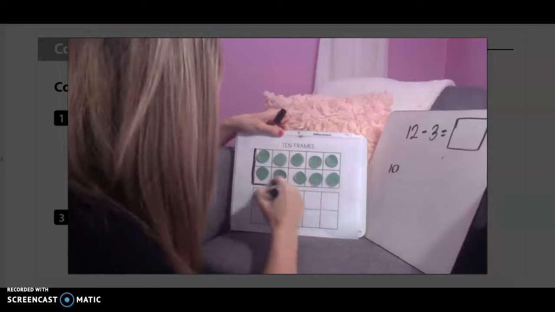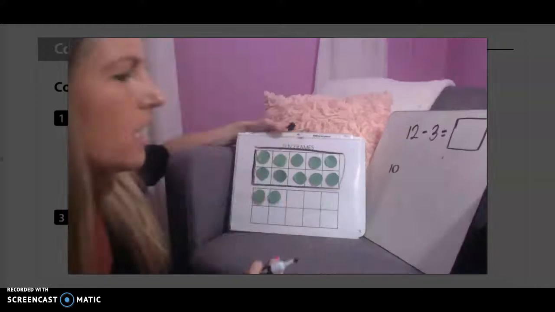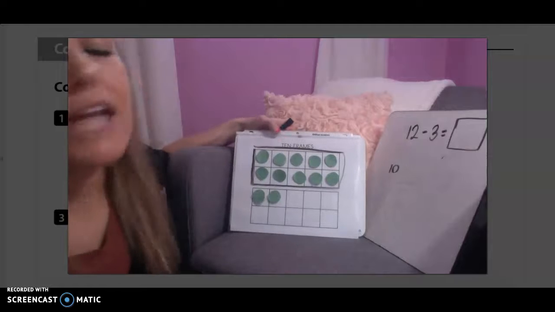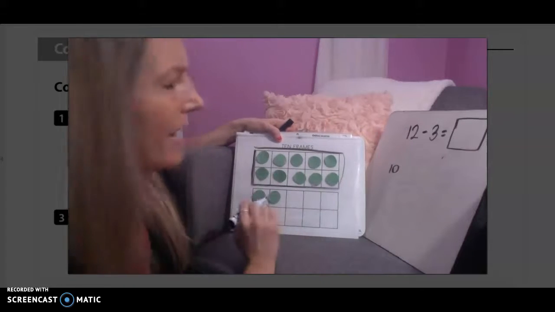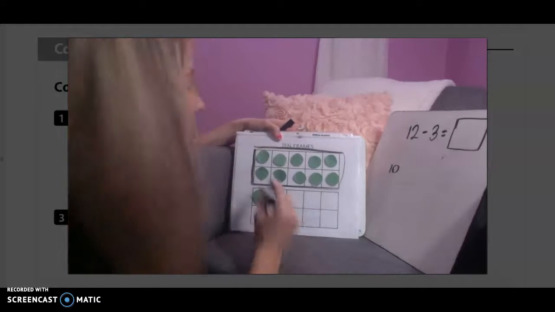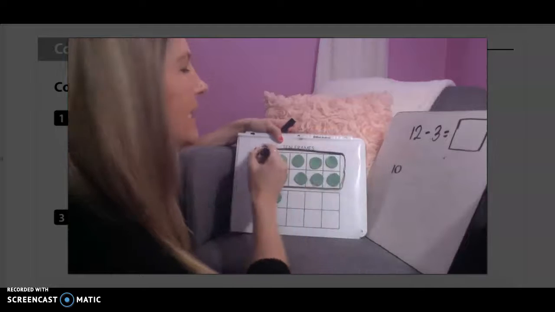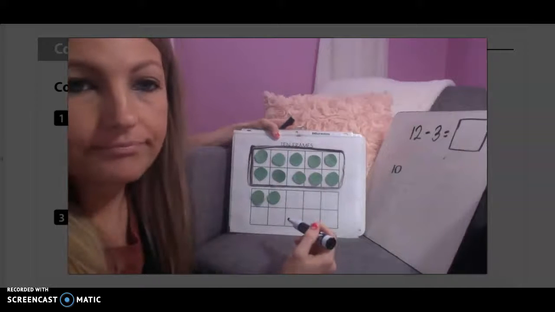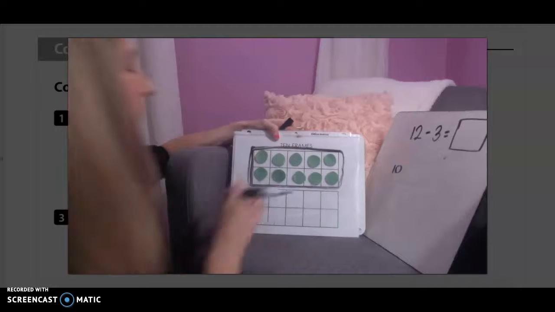I only want to have 10. So if I want to have a number sentence that starts with 10, okay, how many do I need to get rid of? If I only want to have this 10 frame up top, how many would I need to get rid of? I would need to get rid of 1 and 2.